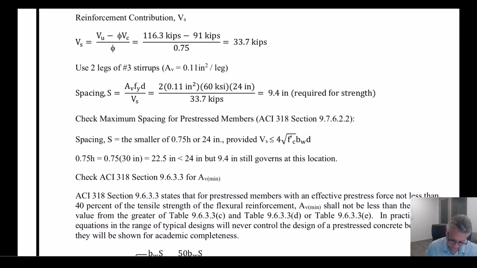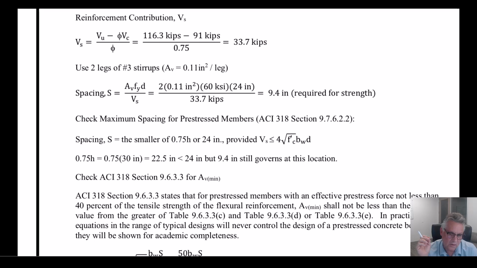Or round down. So what is the largest spacing we can use? It's the smaller of 0.75H or 24 inches. So in our case, with a 30-inch deep beam, 0.75 of H is 22.5 inches. So what that says is, regardless of what you calculated here, you cannot put in a spacing larger than 22.5 inches. Now be careful, particularly UCLA students.